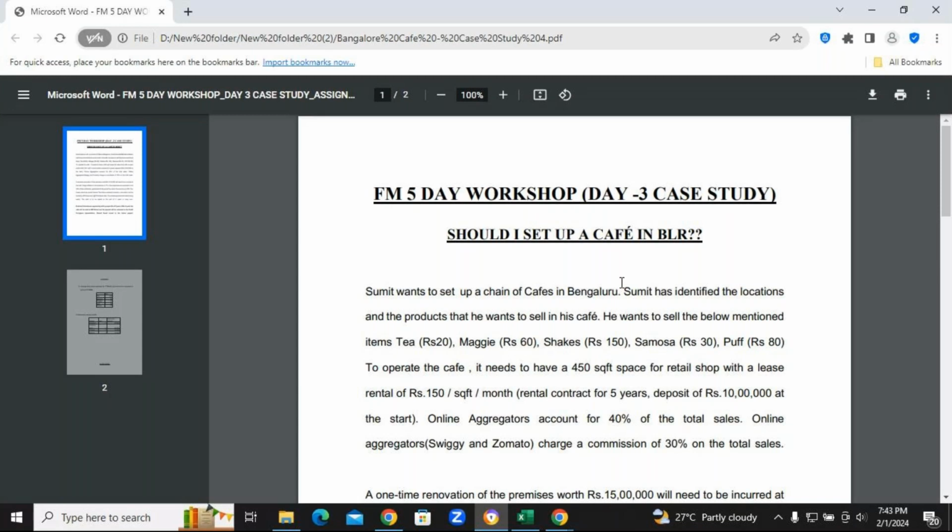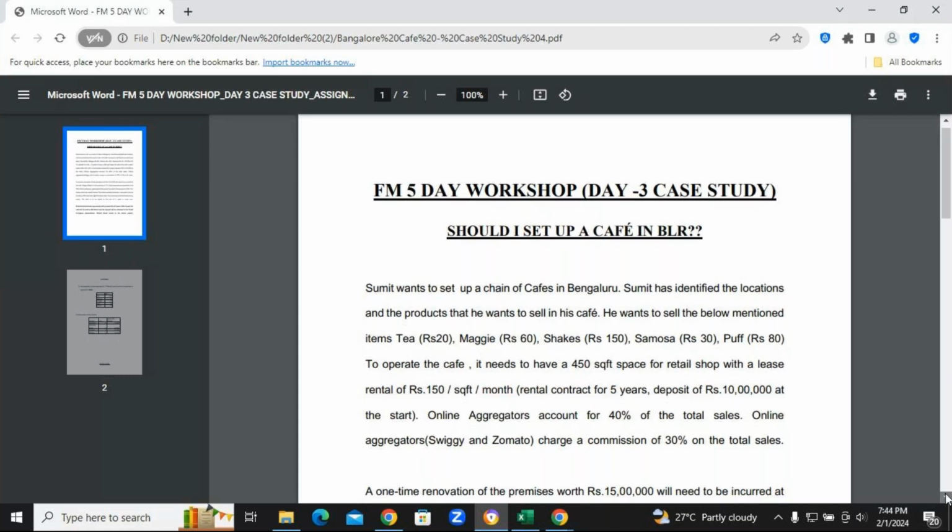So here Mr. Sumit wanted to set up a cafe in Bangalore. Sumit had identified the location and the products that he wanted to sell in this cafe. He has chosen the location, and now he has made the decision on the items that he is going to sell in this cafe. He wants to sell the below mentioned items. So the items are as follows.